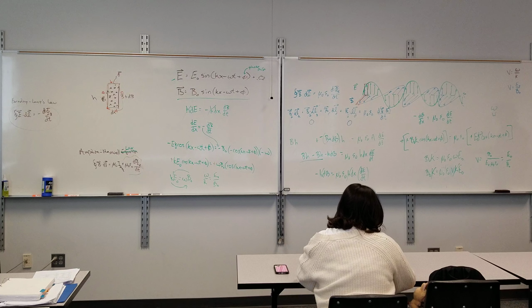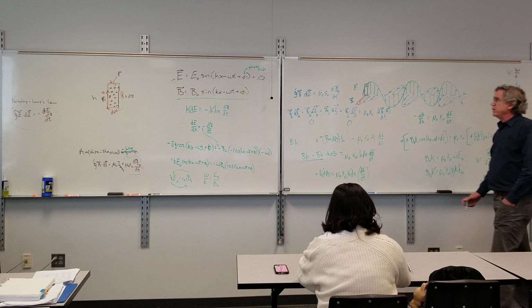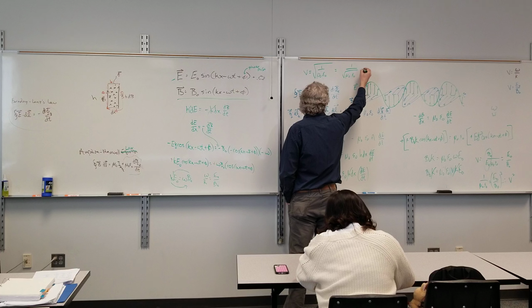So I want to get all these on the one side, so I'm going to multiply by the reciprocal. So I have 1 over mu sub naught, epsilon sub naught, equals E sub naught over B sub naught squared. And since E sub naught over B sub naught is just my speed, that's V squared. Therefore, the speed of an electromagnetic wave is the square root of 1 over mu sub naught epsilon naught, or 1 over the square root of mu sub naught epsilon sub naught.